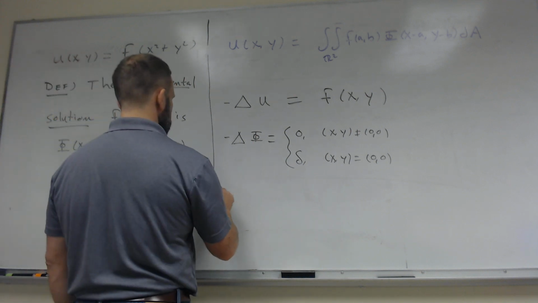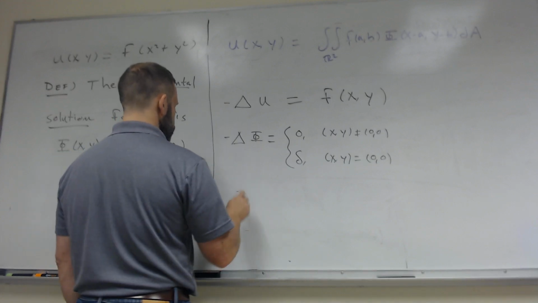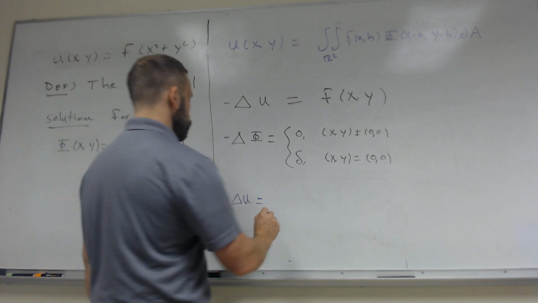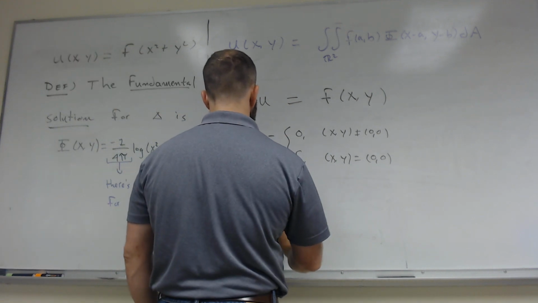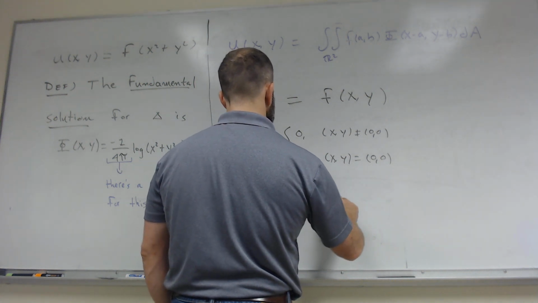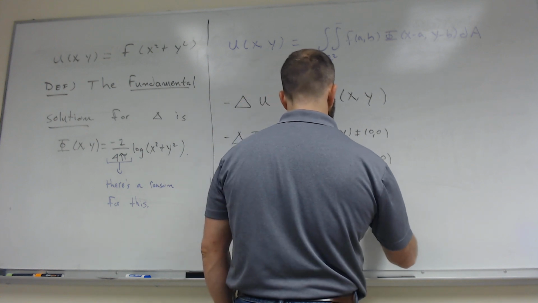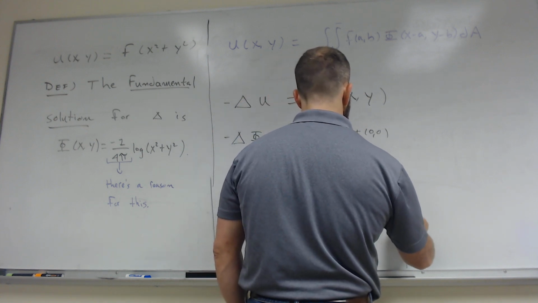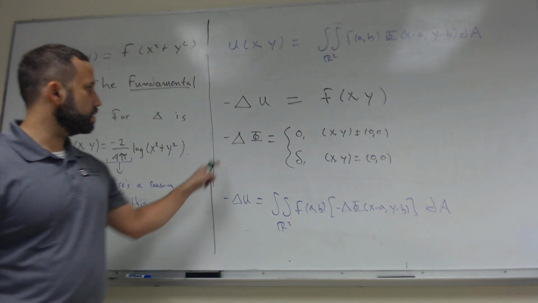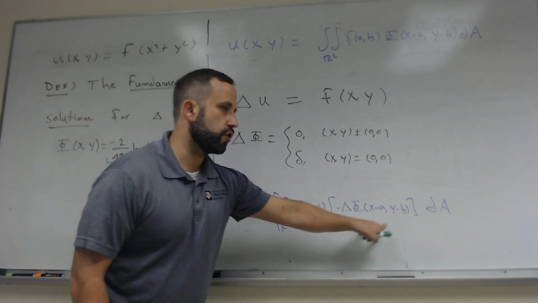u of xy, sorry, if I have u defined this way and I take the Laplacian, or minus the Laplacian, I'm going to put this on the inside of the integral now. So it's going to be R2, we're going to have f of ab, and I'm going to do minus Laplacian of phi of x minus a, y minus b dA. Okay, so if minus the Laplacian of the fundamental solution is equal to the delta, I've just translated it.